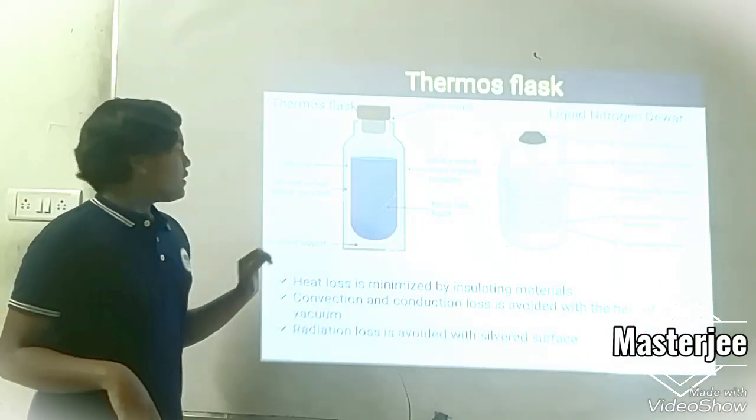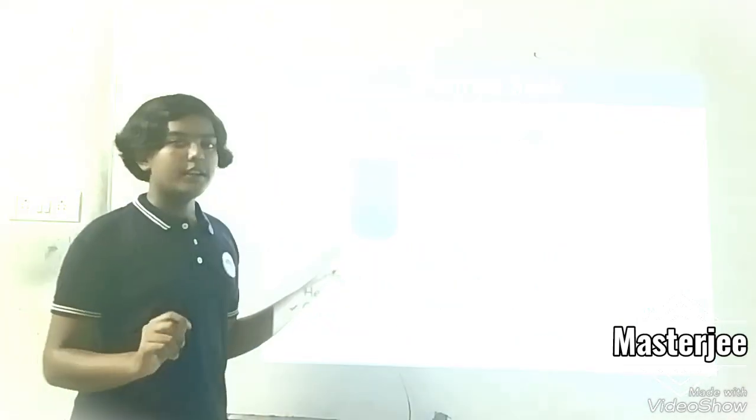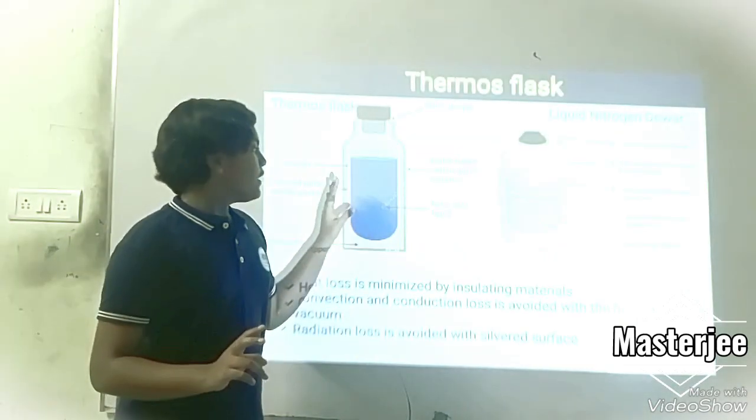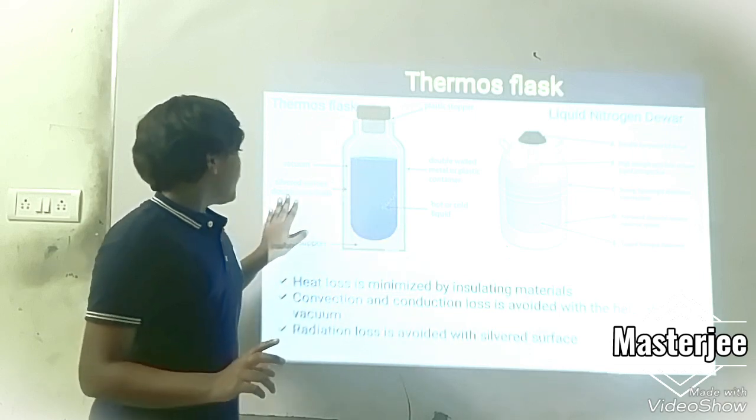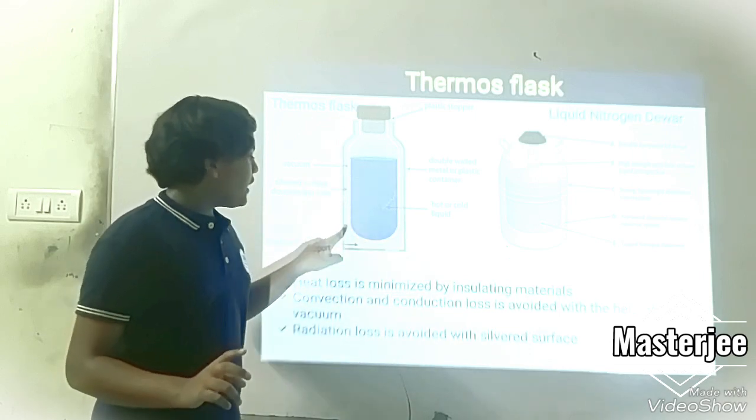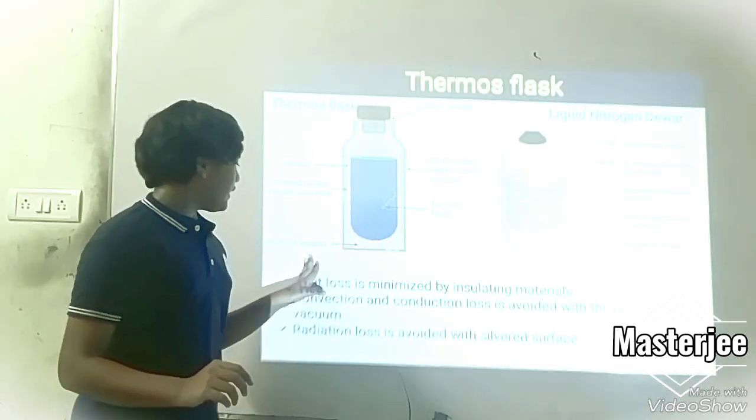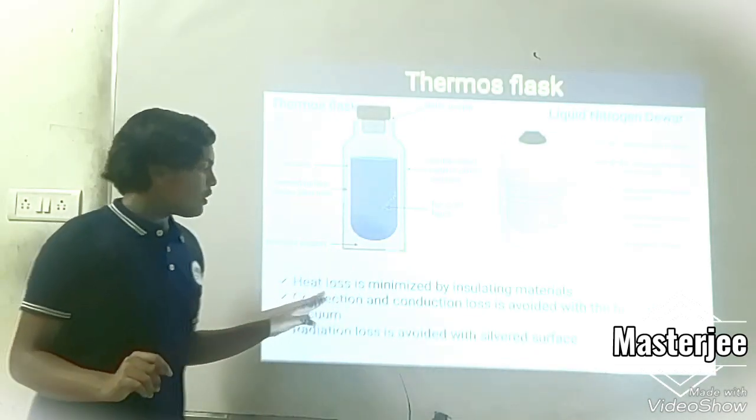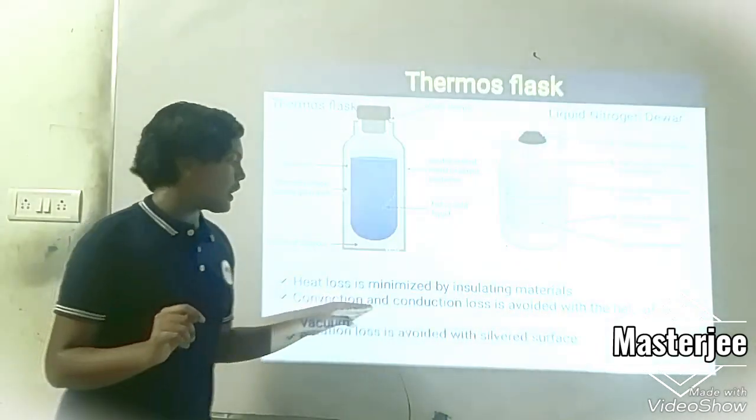Thermos flask. In this picture we can see a thermos flask is a double-walled flask. The inside layer is shiny and between the two walls is insulated support. Heat loss is minimized by insulating materials. Convection and conduction loss.